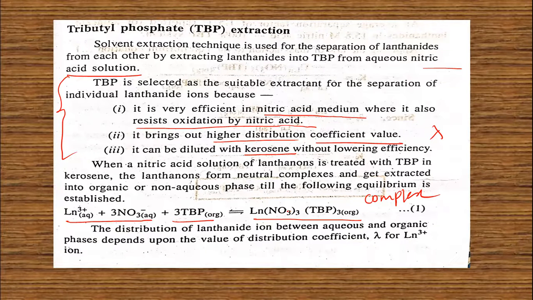in the organic phase. The distribution of lanthanide ions between the aqueous and organic phases depends upon the value of the distribution coefficient lambda for lanthanide ions. Okay, so once again, let us show this diagrammatically. See, in the separating funnel, we have to add a nitric acid solution of the lanthanide ions. Okay.